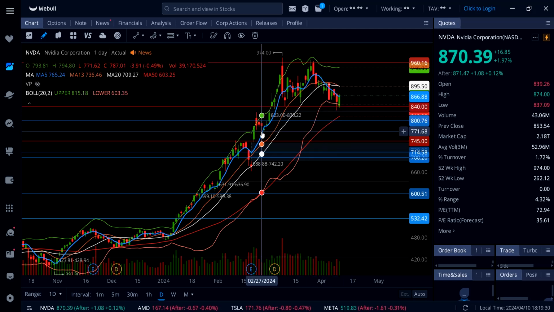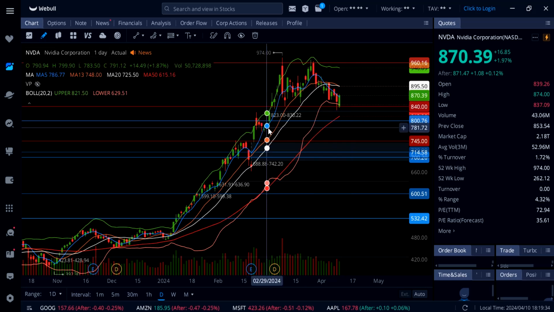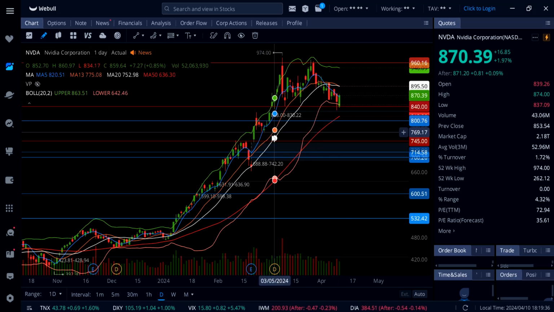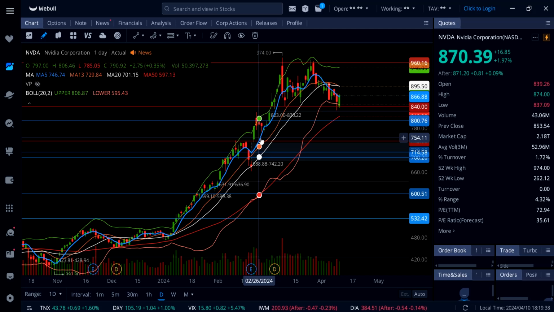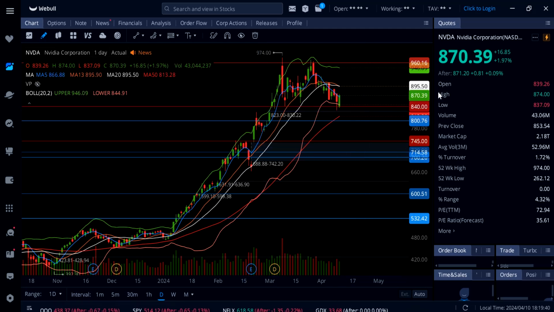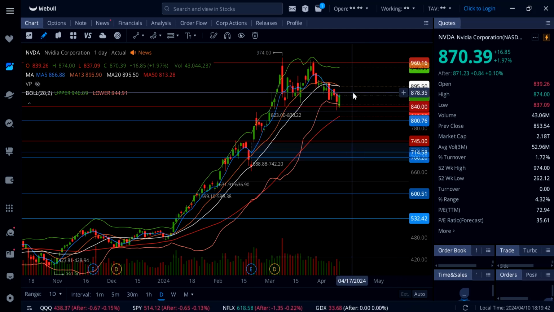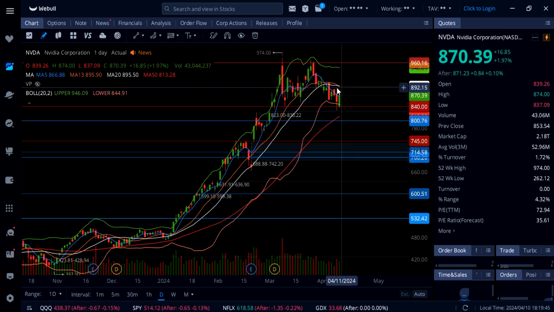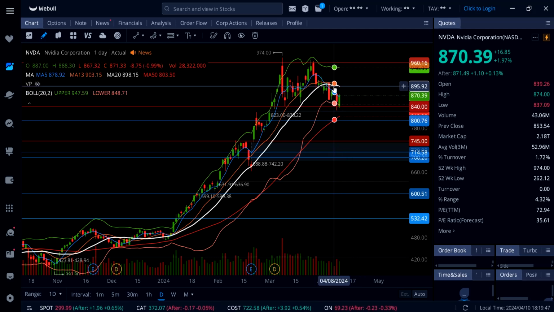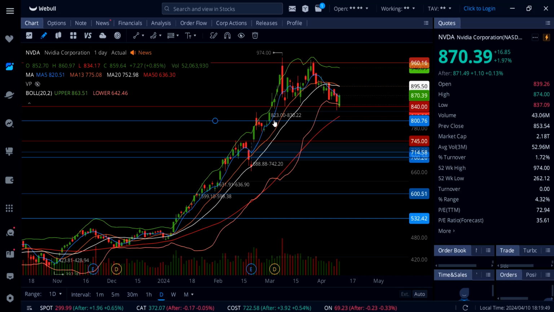Now there will be support here at 866.88, and below that 840, and then this gap at 823. Above 866.68, Nvidia can run all the way up to 895, possibly even 900, before another big drop to close this gap at 823.